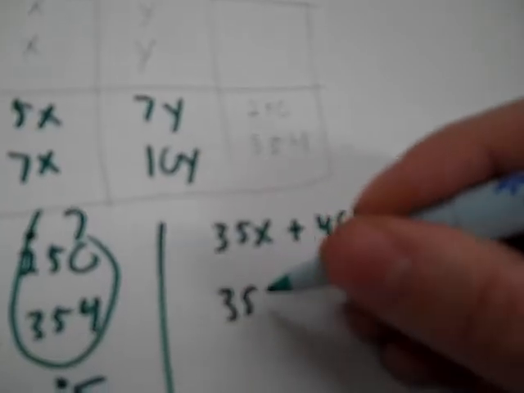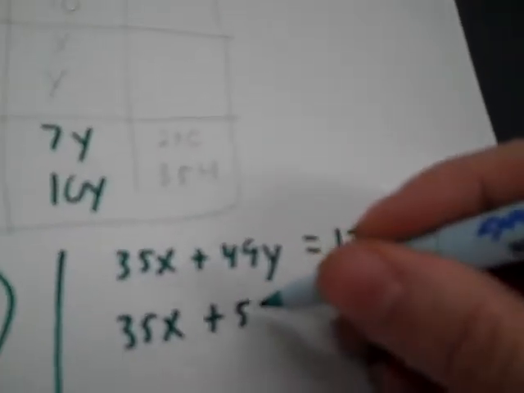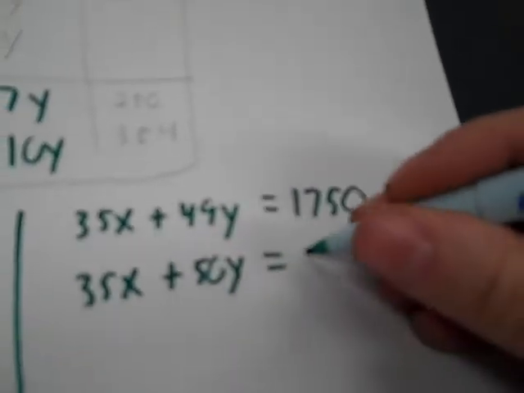Okay, the bottom, 7 times 5, 35x. 10 times 5, 50 with y. And then 354 times 5 is 1,770.